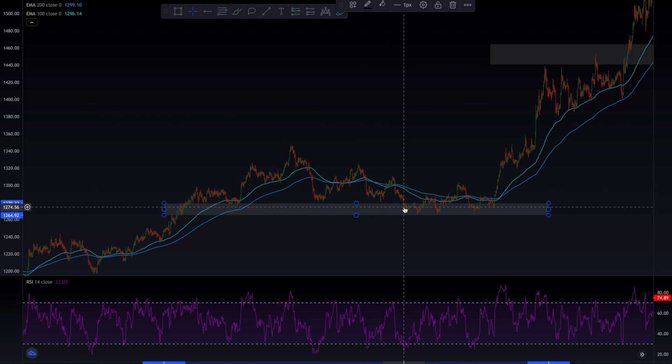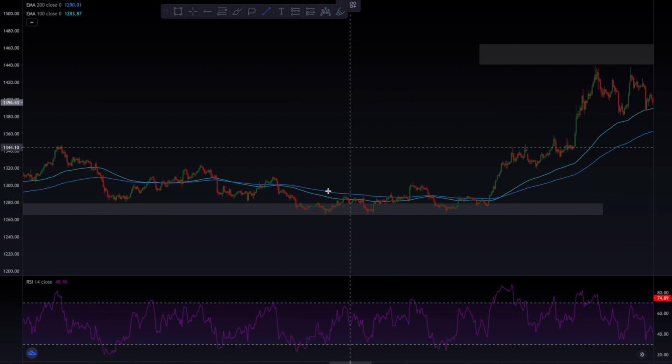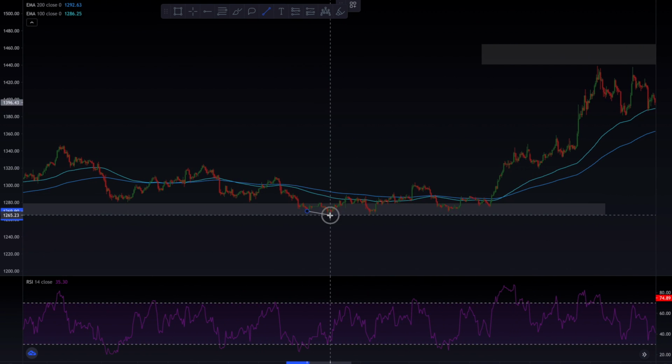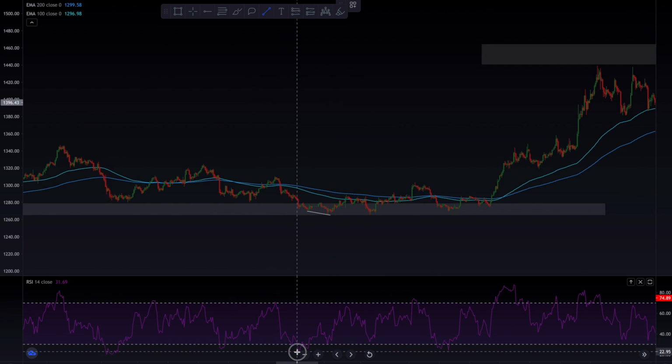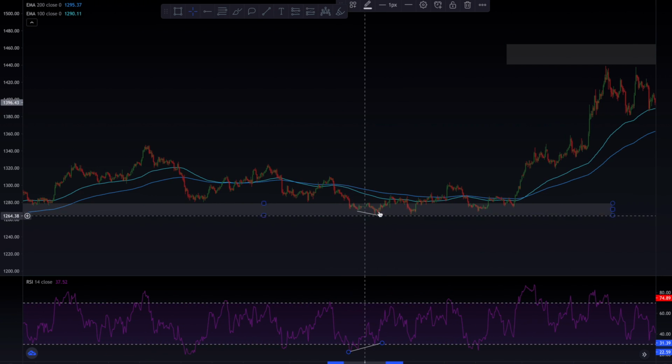When the price came to this level, you can see the price created a lower low. If we zoom in, we can clearly see that the price created a lower low. But when we compare it with the indicator, it did not create any new lower low, and it created a higher low instead, telling us that there is something wrong. And so we would enter over here.